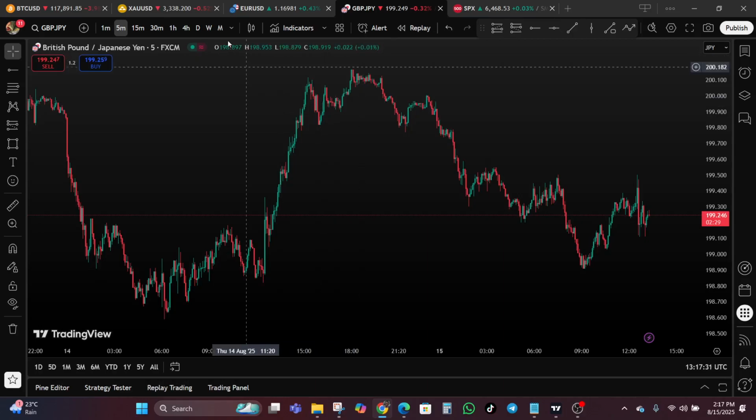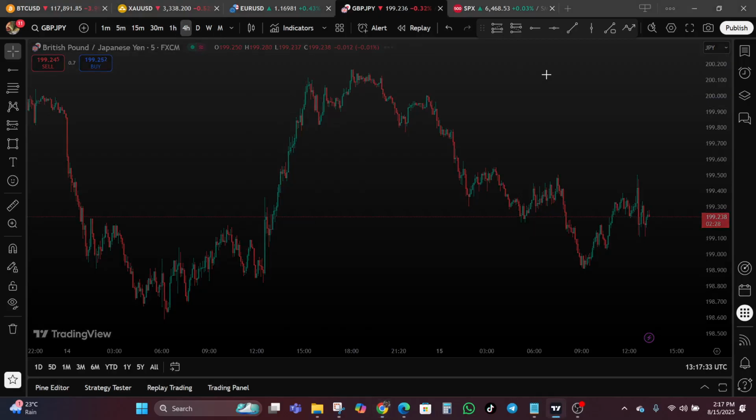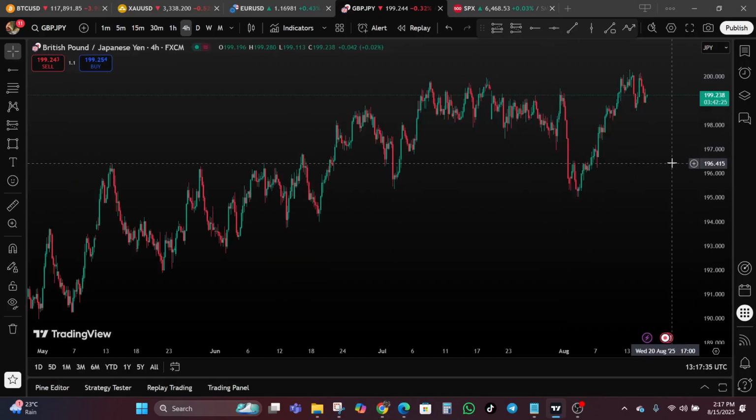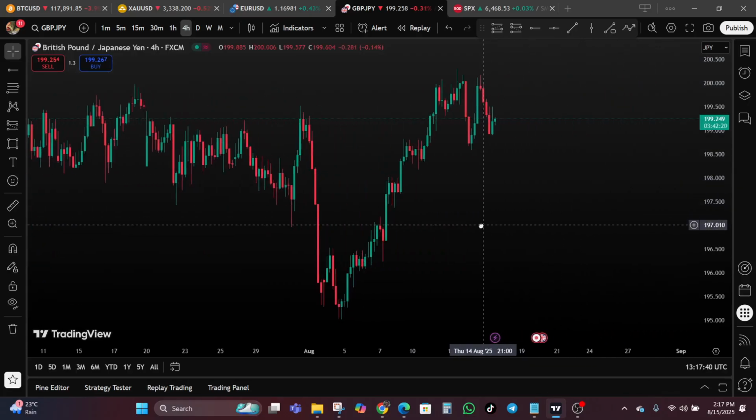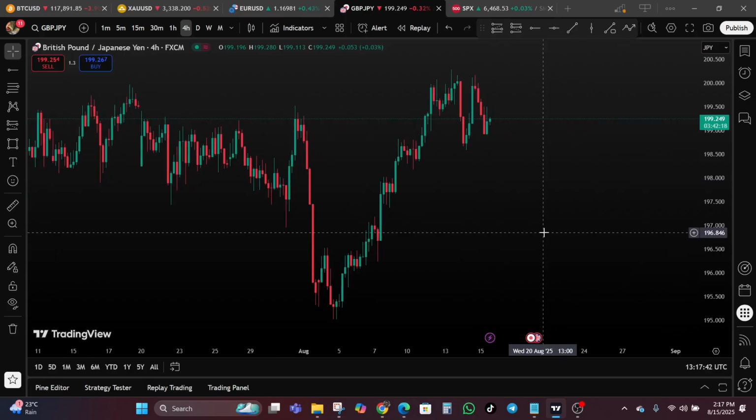In case you are new to this concept, SMT stands for Smart Money Technique. In trading, an SMT divergence occurs when two correlated instruments, like EUR/USD and GBP/USD, or the S&P 500 and Nasdaq, start showing different price action at key moments.